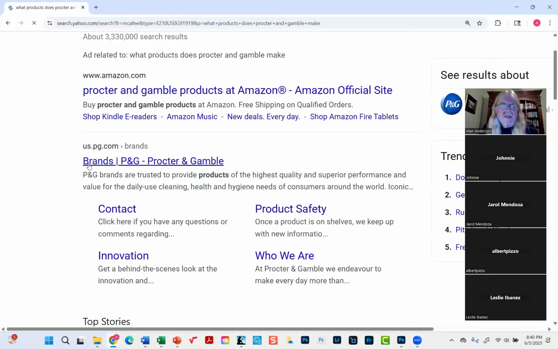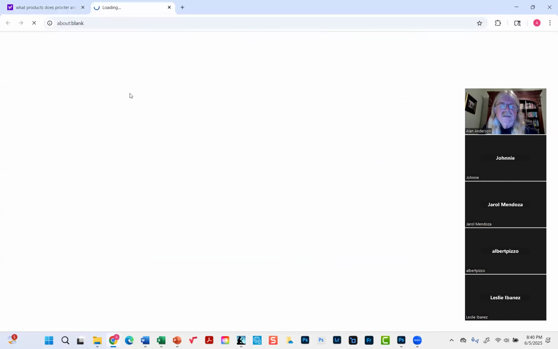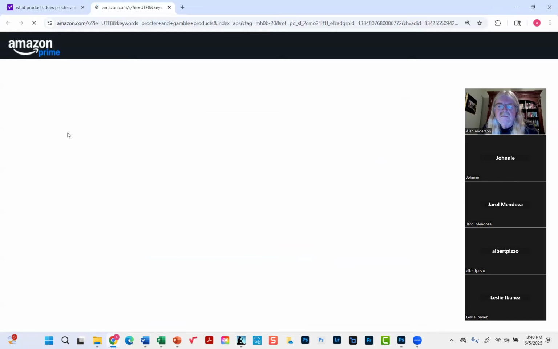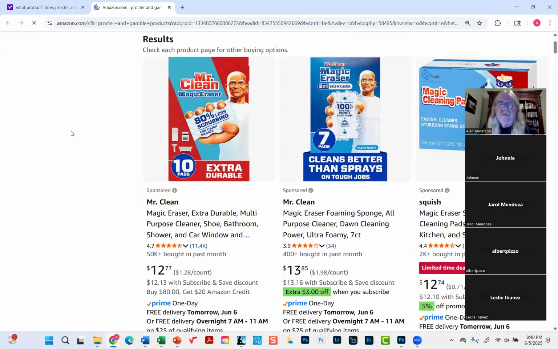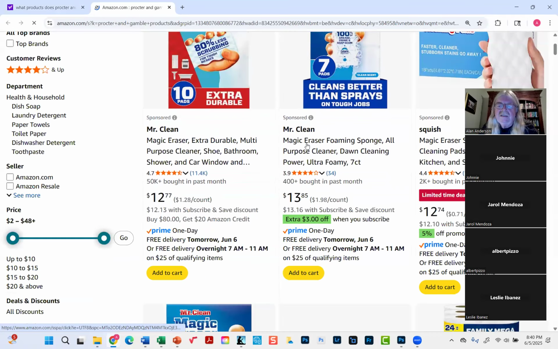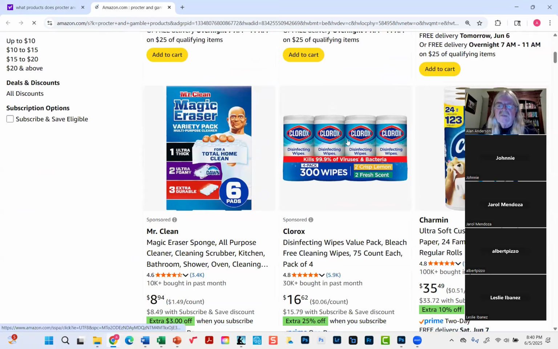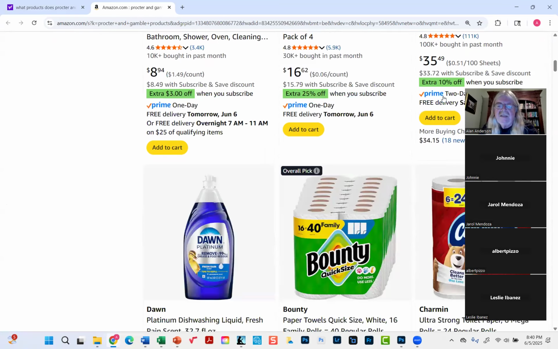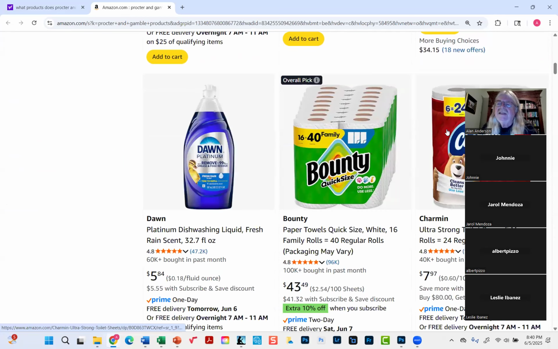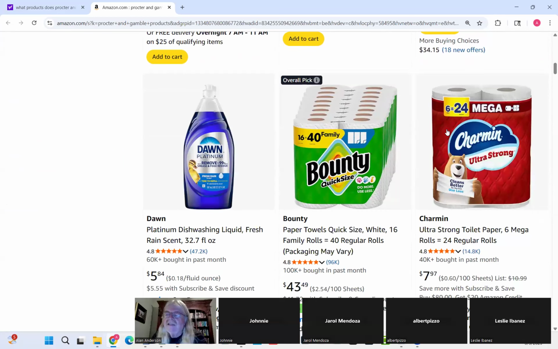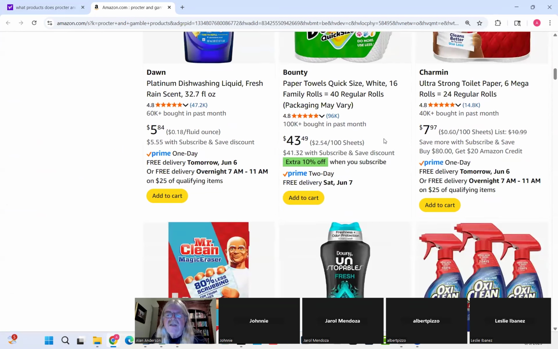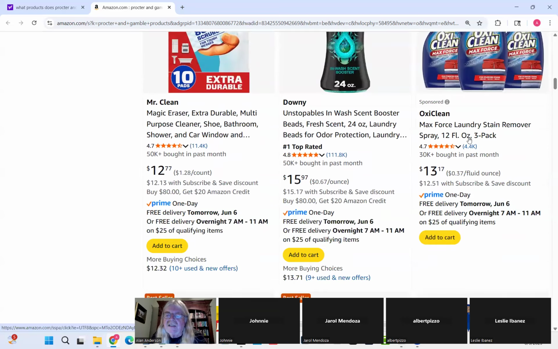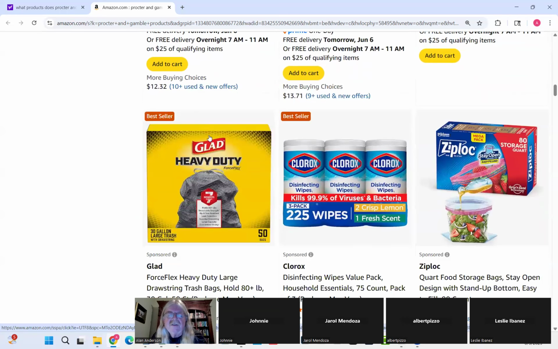What products do they have? Mr. Clean, Clorox bleach, Charmin toilet paper, Bounty paper towels. These are the kinds of things you need. You're not going to stop buying paper towels just because the economy isn't doing well. So, OxyClean. You get the picture. These are the things that people must have in their daily lives.